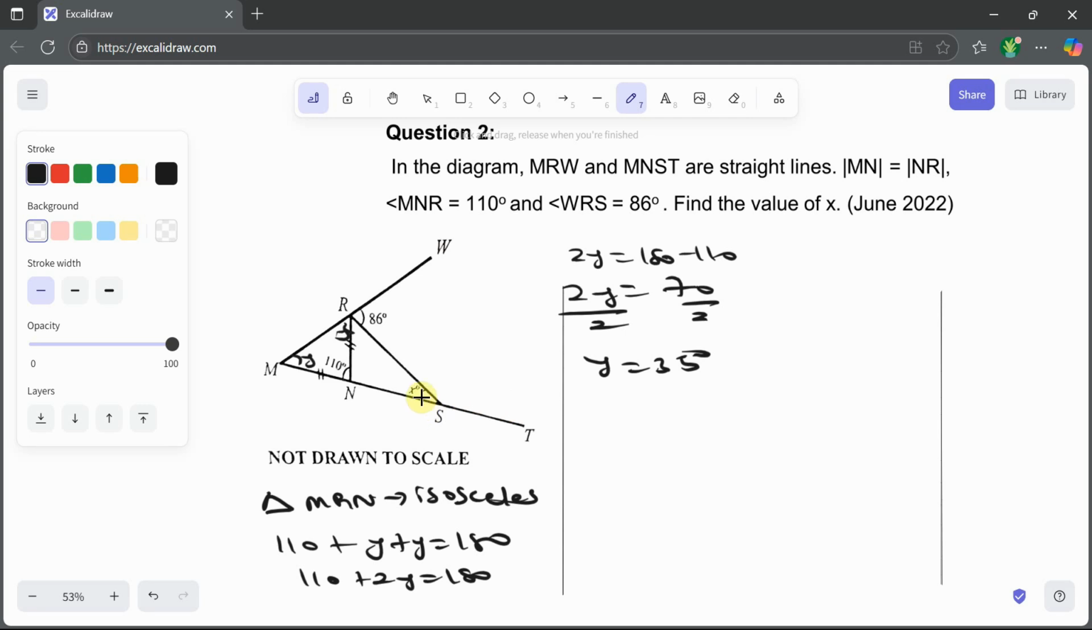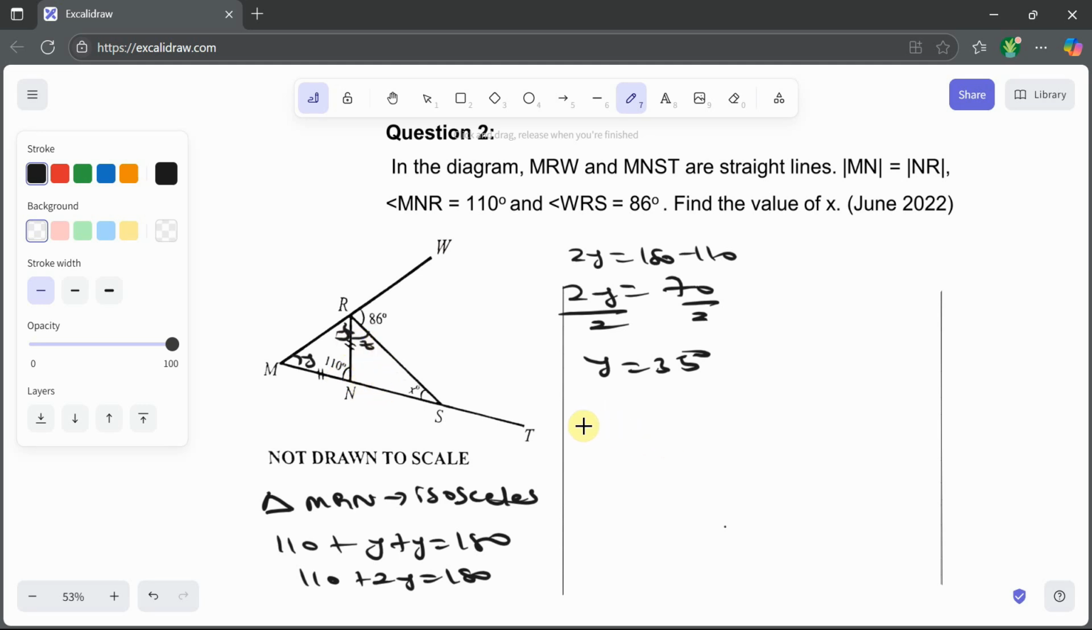To get the value of x, what can we do? So I know that the sum of this y here and this guy, so this guy is z, let me call it z. x plus z is going to give me 110 degrees from the external angle theorem. So I need to find the value of z.